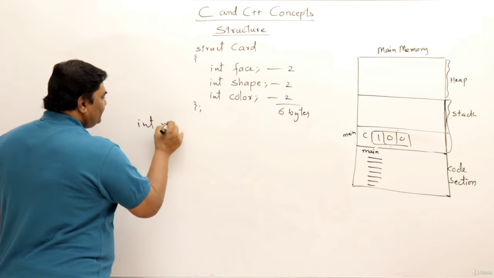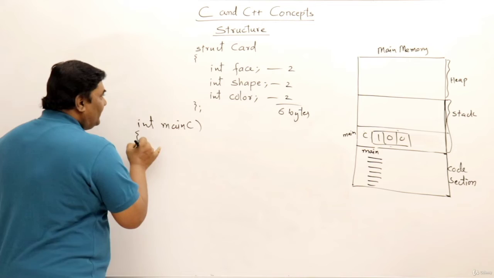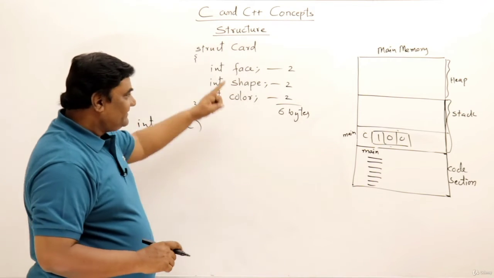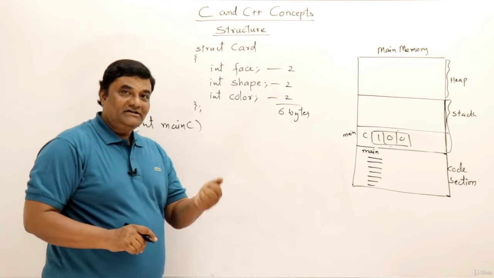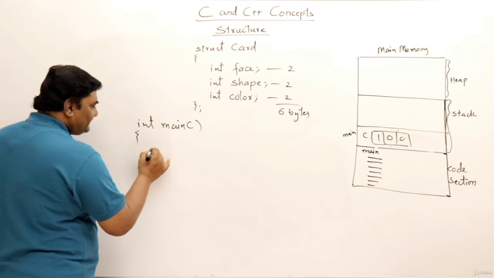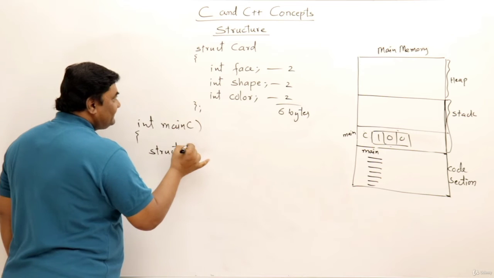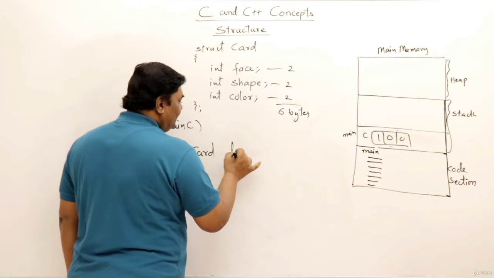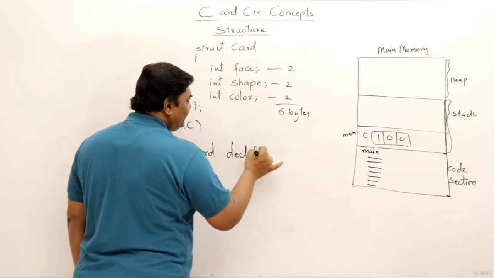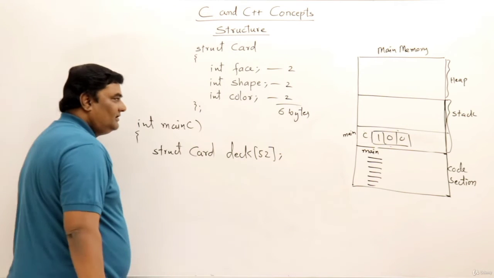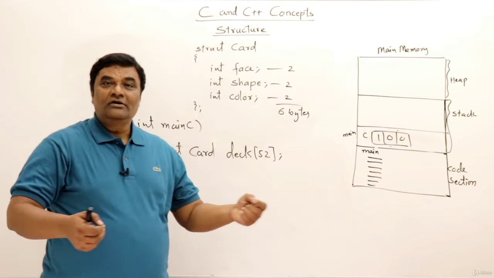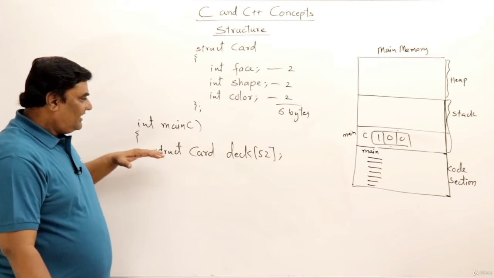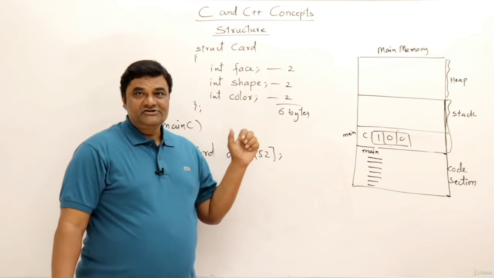See, inside the main function, I want to have a deck of cards. So in total there will be 52 cards. This is the definition of a card, so just for one card. Now likewise, I want 52 cards. So I can declare a variable of struct card. This is the structure name. Now the variable name, I will call it deck, of size 52. This will form an array of structures. This is important, an array of structures.